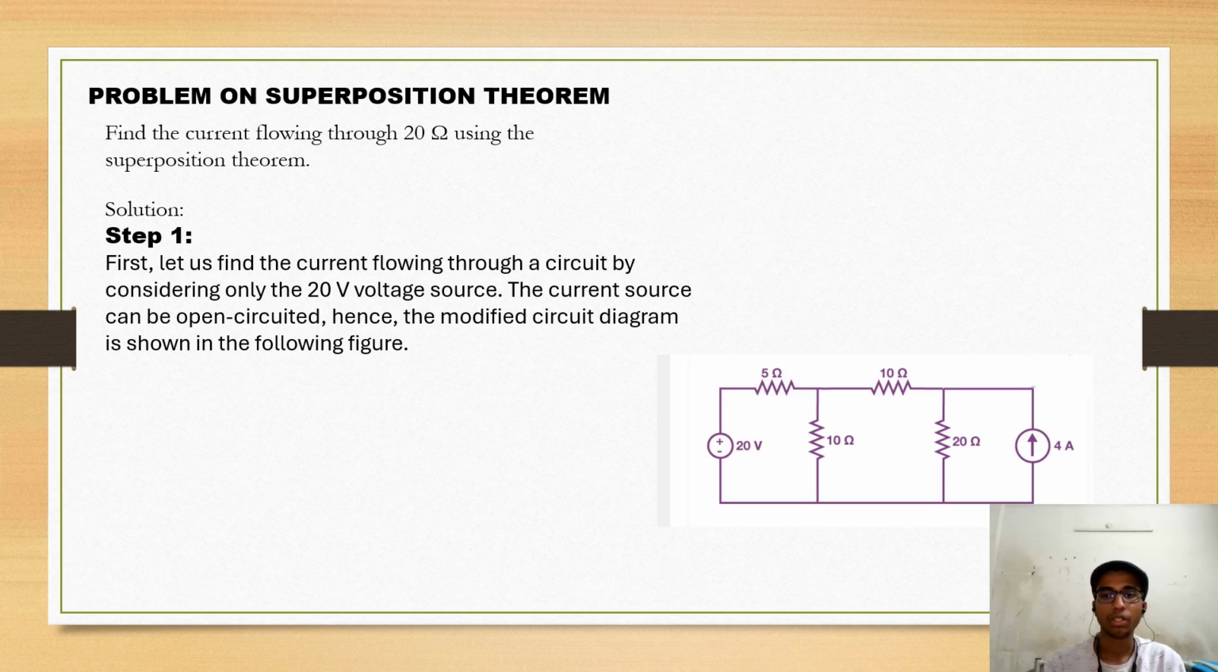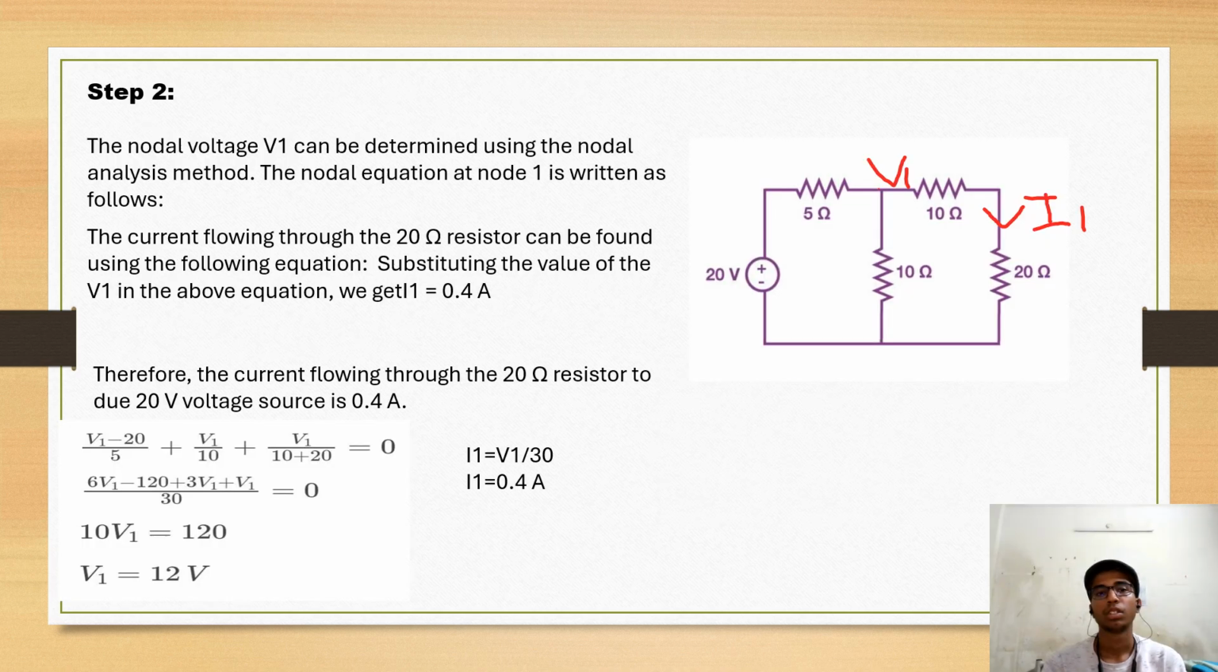So the current source is replaced by an open circuit. Now here in step 2, we have to assume a voltage V1 at the node, and the nodal voltage V1 can be determined using the nodal analysis method.